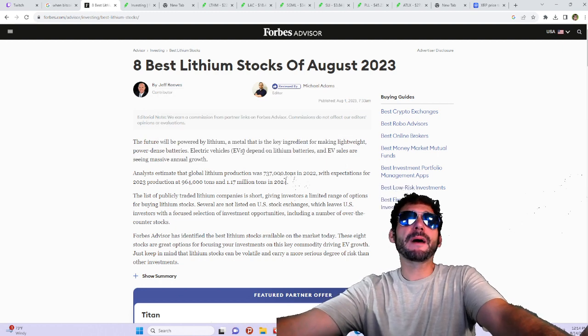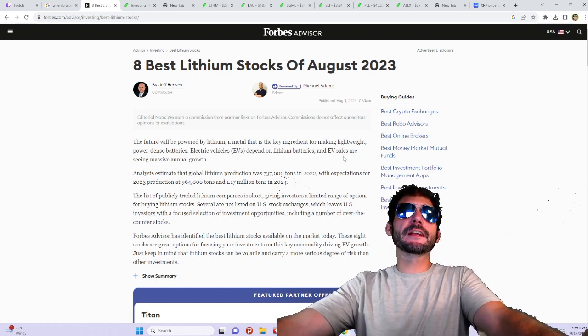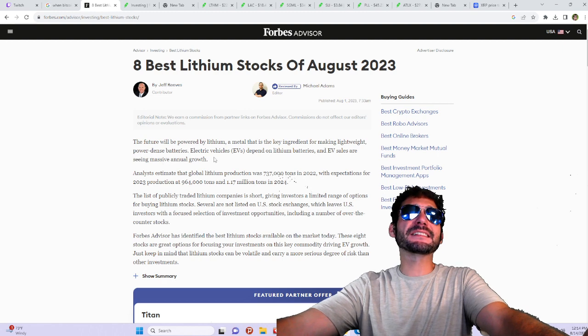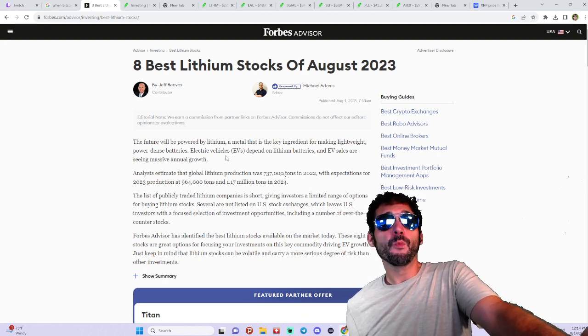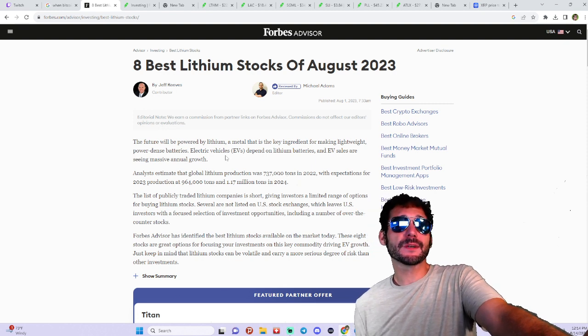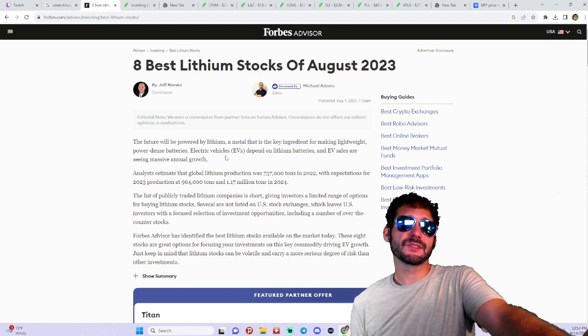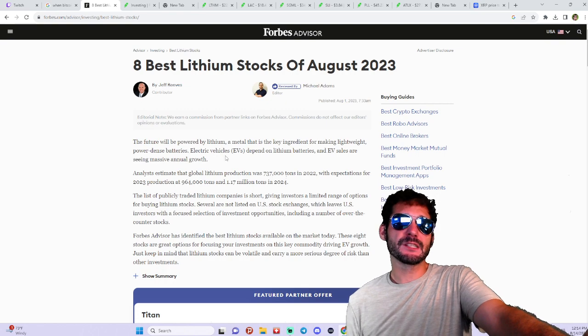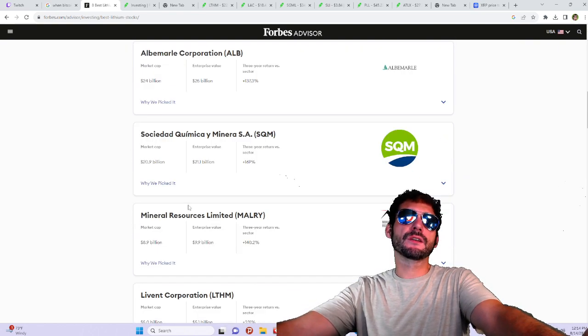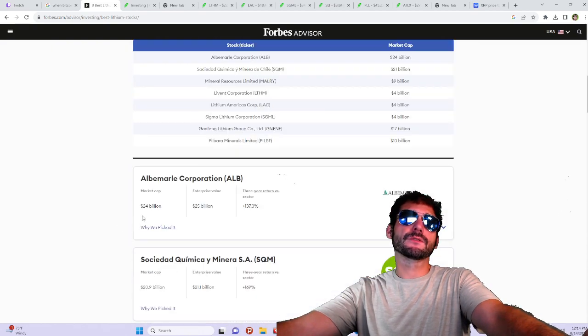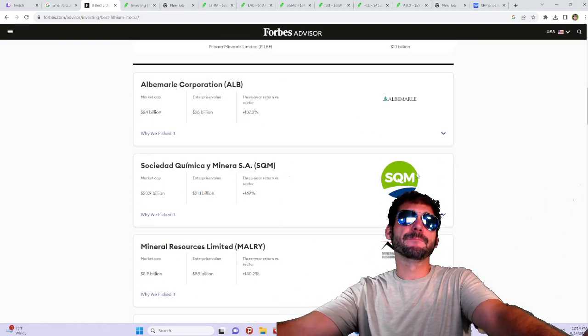Lithium. The future will be powered by lithium, a metal that is a key ingredient for making lightweight, power-dense batteries. Yeah, you're talking about those electric vehicles, guys? What do we need for those electric vehicles? We're going to need lithium batteries. So we have seen lithium spiking up in price, especially as we move towards using more sustainable vehicles, like electric vehicles, things like that.